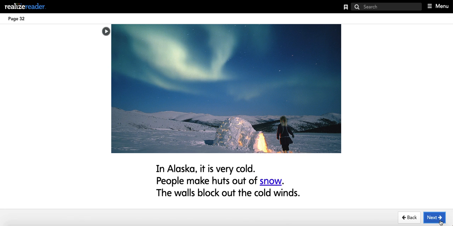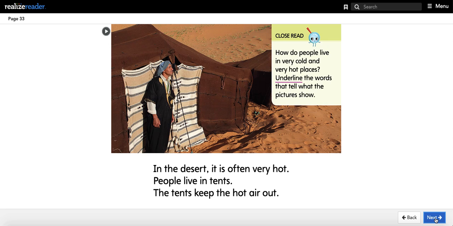In Alaska, it is very cold. That's what the text says. It also says, people make huts out of snow. The picture makes a connection to the words. It shows us a hut made out of snow. Here, it says, how do people live in very cold and very hot places? Looking at the picture, what can you tell me? How do people live in very cold and very hot places?